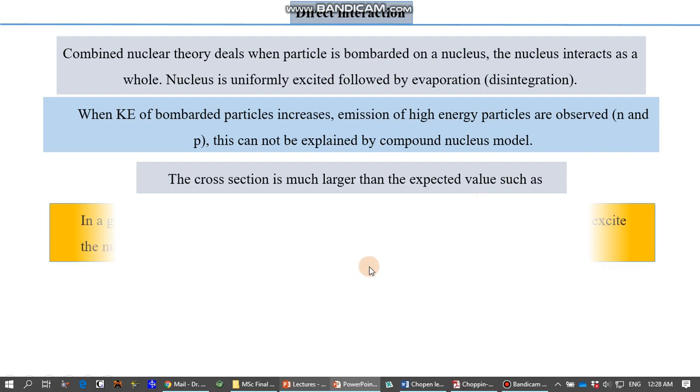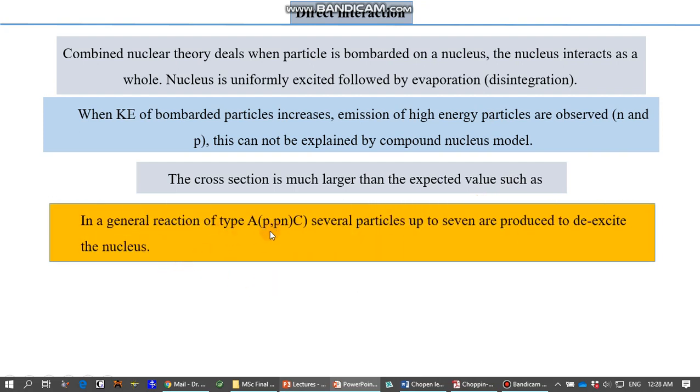Now, in a general reaction of type A, where A is bombarded by a high energy proton, C is produced along with a proton and neutron. We will also represent this reaction on the next page. So this is a general reaction, and several particles, up to 7, are produced in order to de-excite the nucleus. In this reaction, the particles other than neutrons cannot be explained by the simple compound nuclear theory.